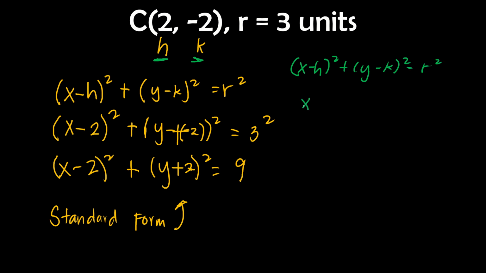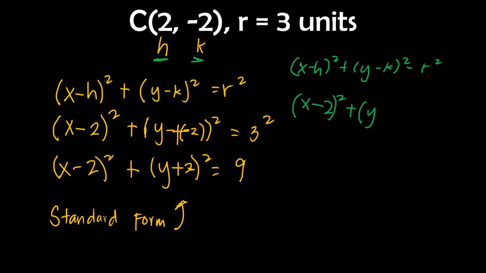So, we have x, then, invert the sign ng h. Ano ba yung h dito? H is positive 2. Palitan natin yung sign. Kabaliktaran ng positive 2. So, this will be negative 2. Then, do not forget yung squared.